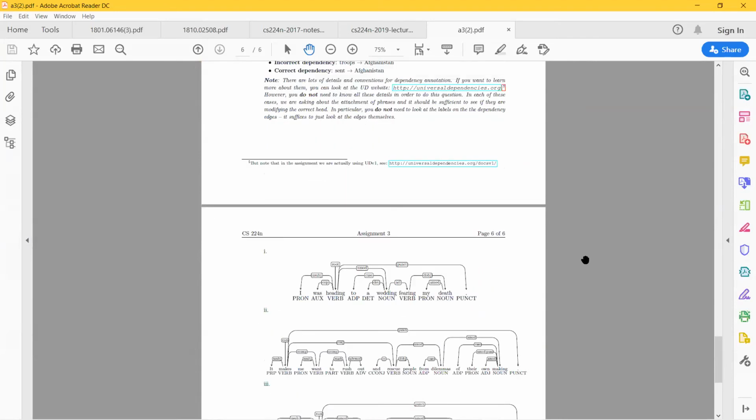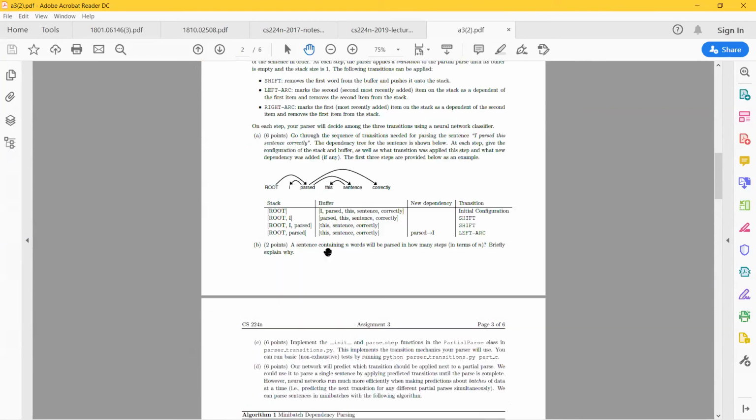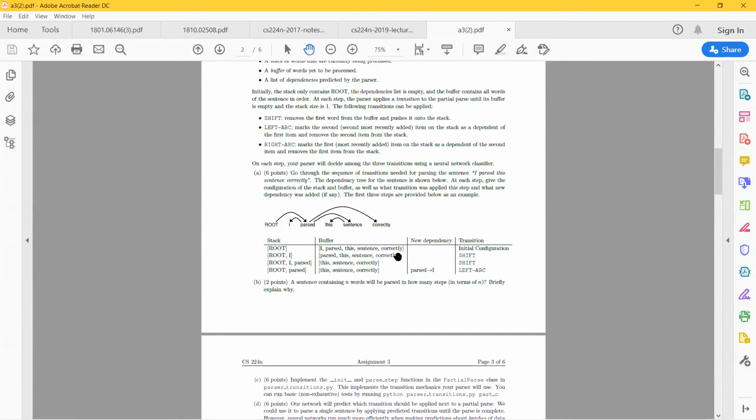But the key thing to remember is that there's a stack and there's a buffer, and as Steve was telling us, there are a set of operations, which they call transitions, that you apply to the stack and the buffer, and that results in building the tree step by step. There are three kinds of operations. One is the shift, where you shift a word from the buffer into the stack.